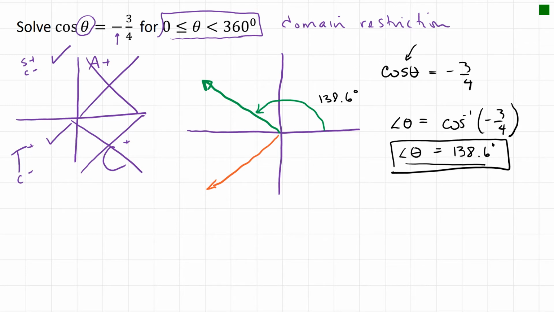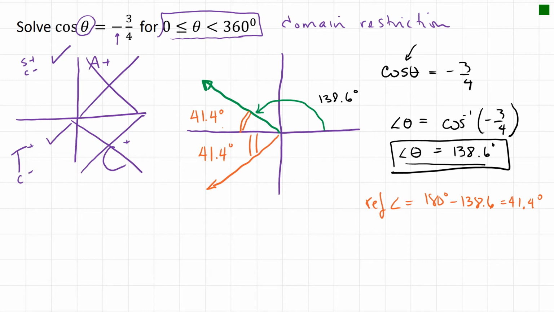And the characteristic of that answer is it's the same reference angle. So this angle and this angle here are going to be the same. So our first job is to find the reference angle. So the reference angle is 180 degrees minus 138.6, which is 41.4 degrees. So that's finding this little sliver here, that's 41.4 degrees.